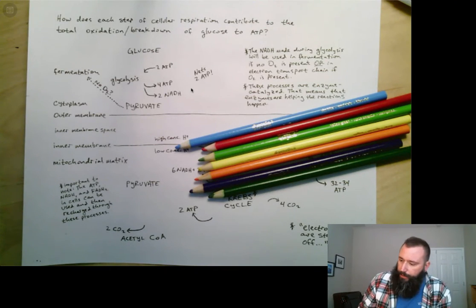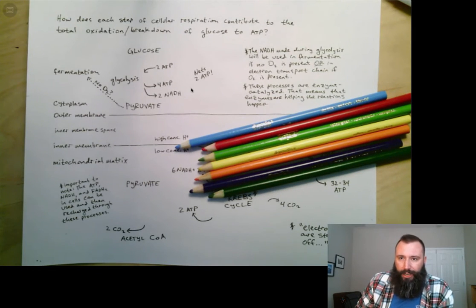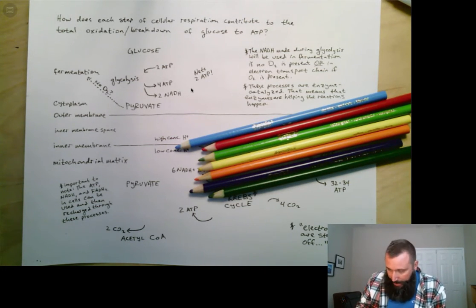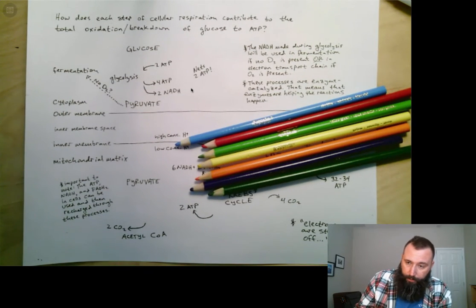Today we're going to do some more draw notes, answering the question at the top of this page. How does each step of cellular respiration contribute to the total oxidation, the breakdown of glucose to ATP? Now, you can make a copy of this if you have a printer at home. You can find this on Canvas under day 37 for the draw notes for aerobic respiration.